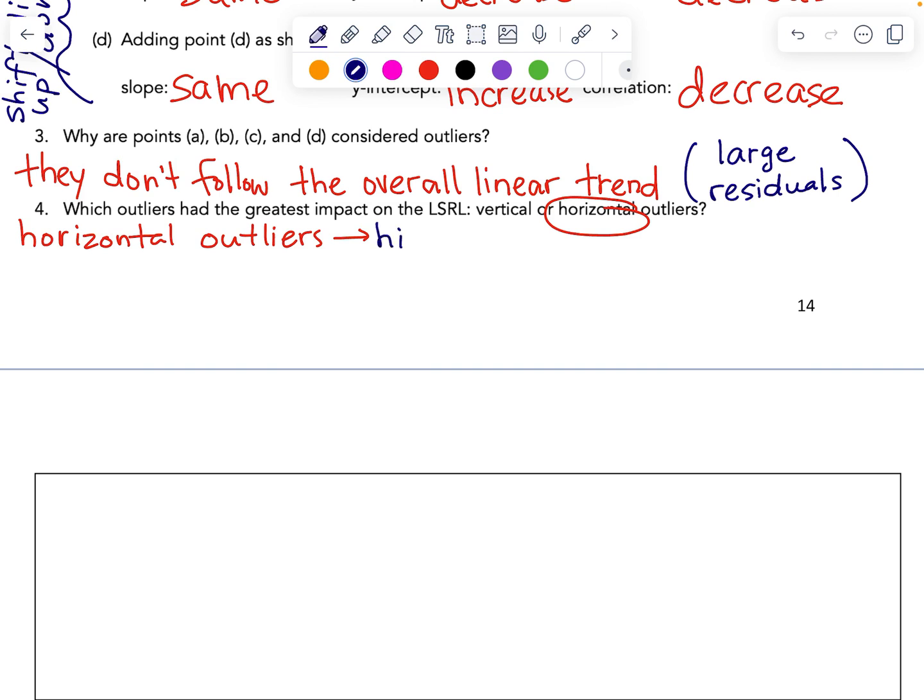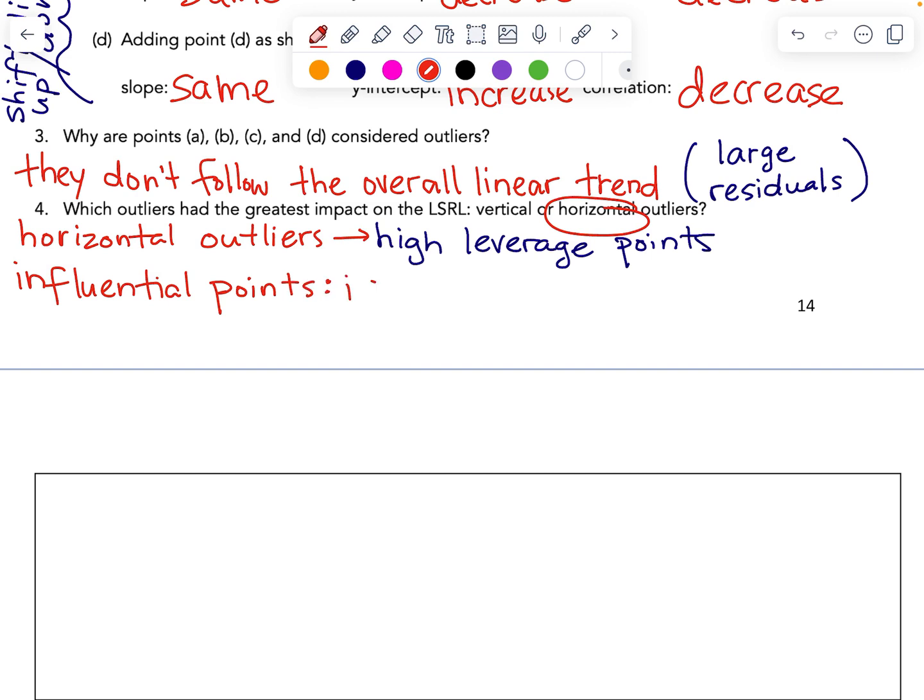We also call those high leverage points. The other thing is for A and B, we would refer to those as influential points, because those are points that, if removed, substantially change our model.